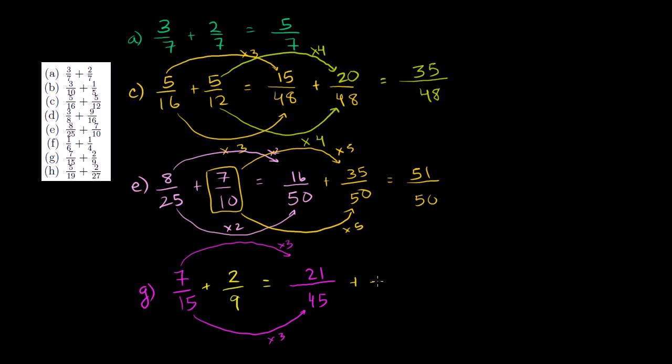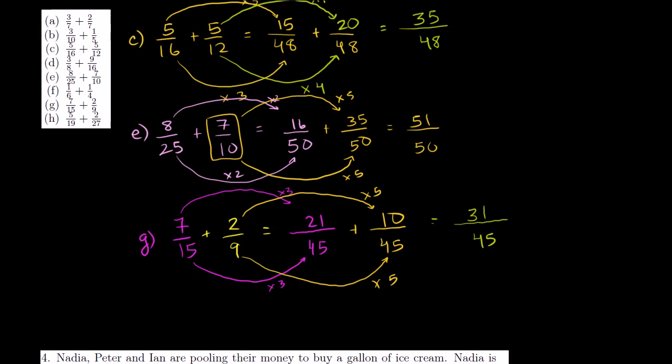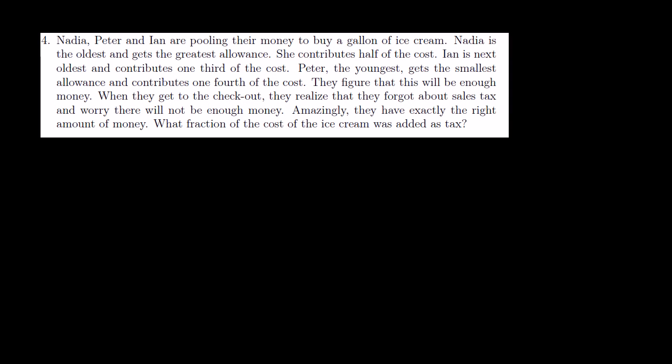Plus, we're going over 45. To get from 9 to 45, we have to multiply times 5. So to get our numerator over here, we have to multiply it times 5. So 2 times 5 is 10. 2/9 is the same thing as 10/45. So now we can add. We're adding fractions of 45. 21 plus 10 is 31. And we are done. Let's do one more problem down here, a word problem.